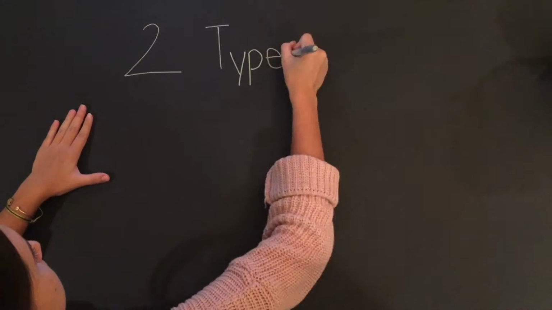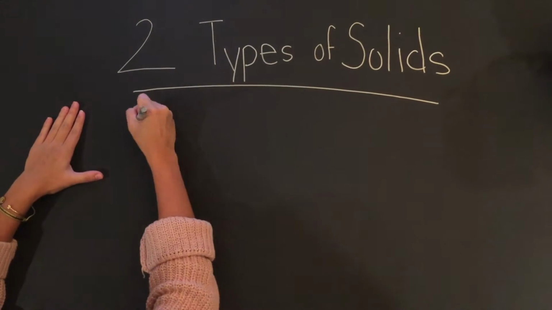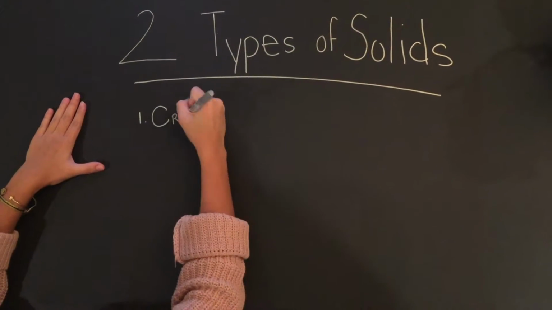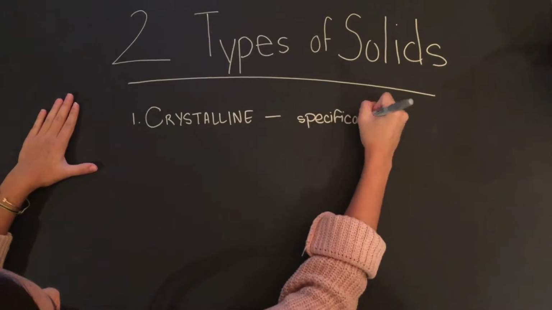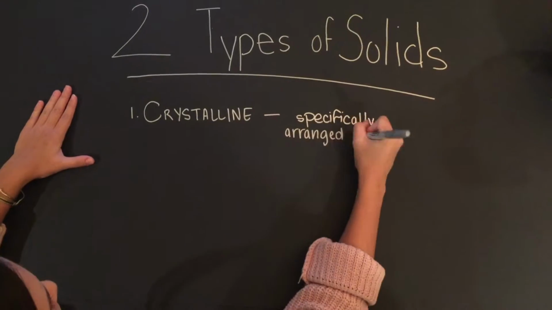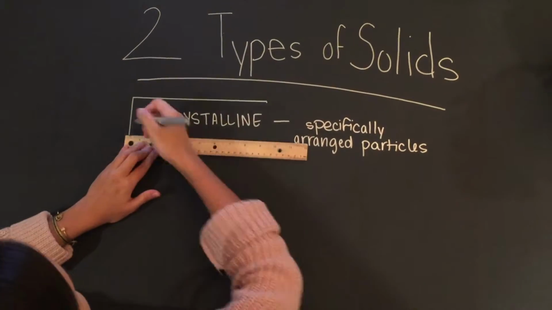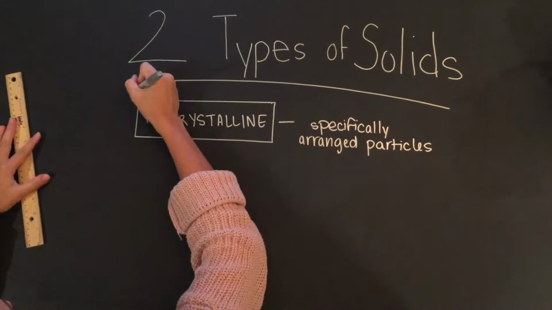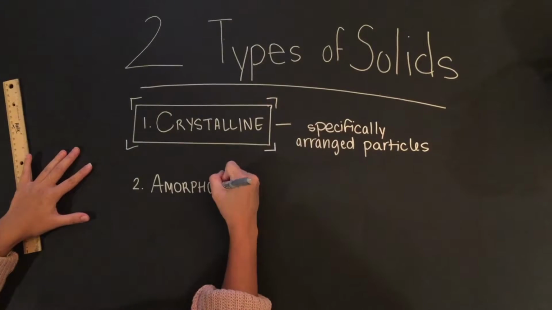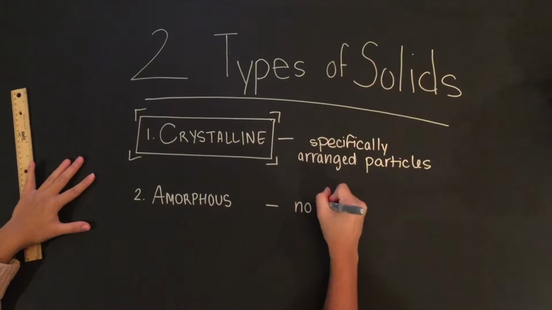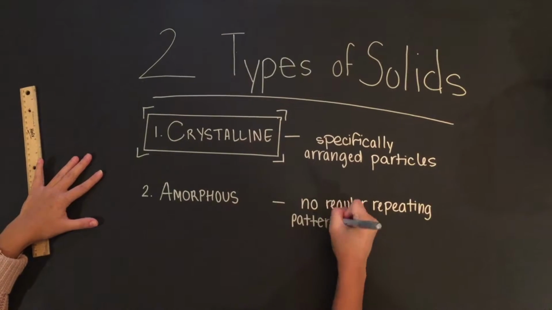Solids get their name from their secure structures consisting of strong intermolecular forces that lock molecules in place. Solids can be characterized by the arrangement of their particles, or lack thereof. There are two main categories of solids. The first is crystalline. Crystalline solids have specifically ordered particles. The second is amorphous solids. Amorphous solids do not possess the regular repeating patterns that we see in crystalline solids.